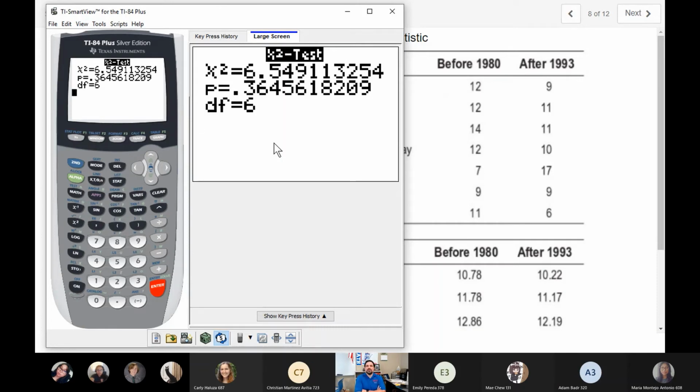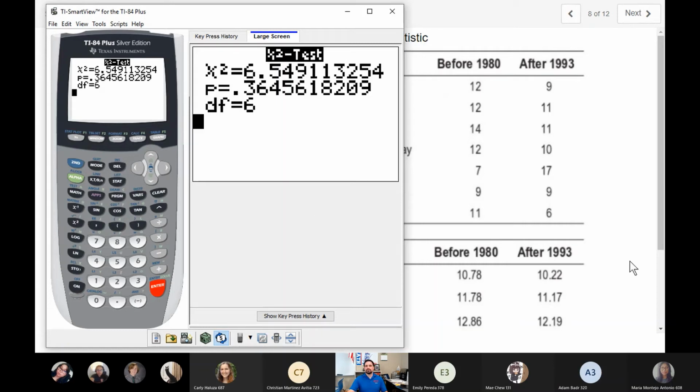Again, the degrees of freedom are 6 because we have 7 rows and 2 columns. 7 minus 1 is 6. 2 minus 1 is 1. 6 times 1 is 6. There's our degrees of freedom. So if we can get our data put into our matrices here, it allows us to find the chi-square statistic and a p-value, which can move things along in doing our significance test very nicely.